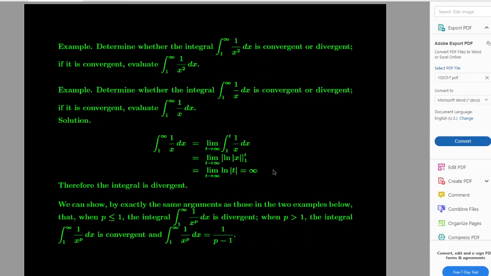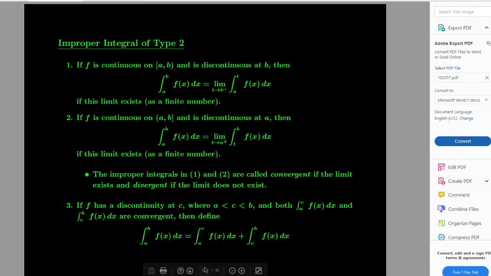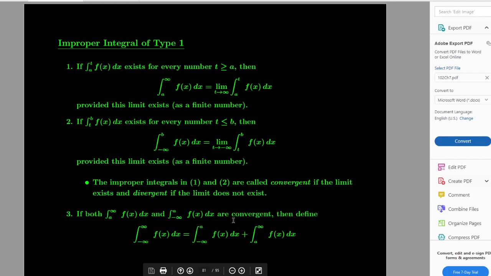And for the last tab, sorry, I lost my screen. Now for the last tab, you look at the screen. It's also possible to define the type 1 improper integral from negative infinity to infinity. You just choose a finite number to convert the integral to the sum of two other forms.